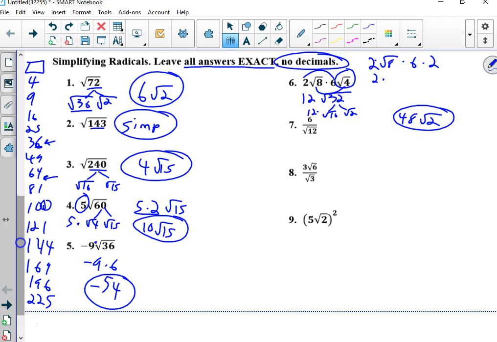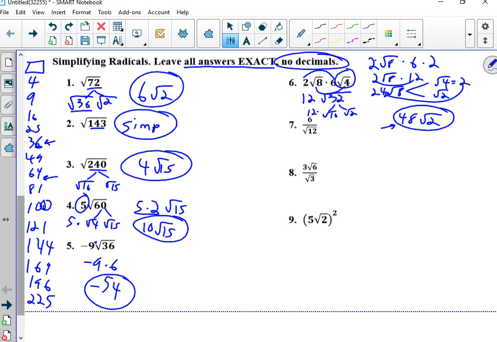Well, then that's 2 radical 8 times 12. And then I do 12 times 2. I get 24 radical 8. But then guess what? The 8 breaks down to radical 4 radical 2. And this equals 2. And guess what? 2 times 24, 48.